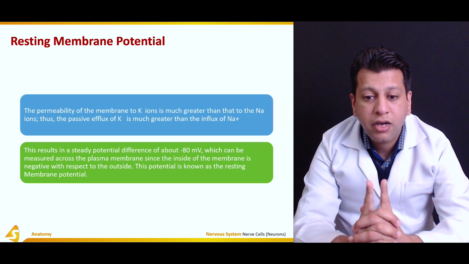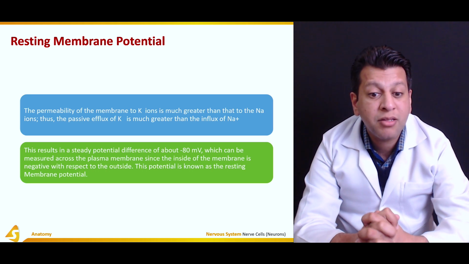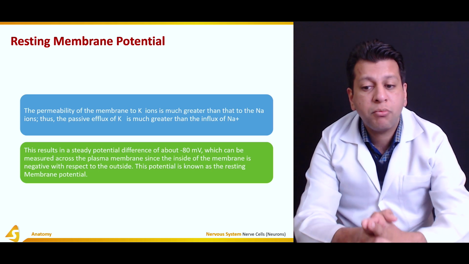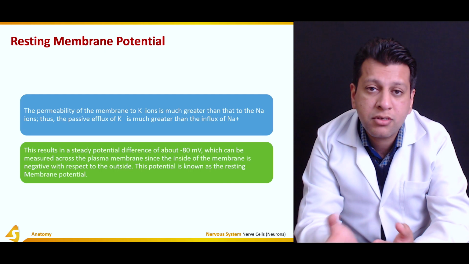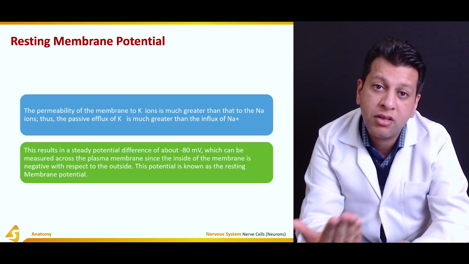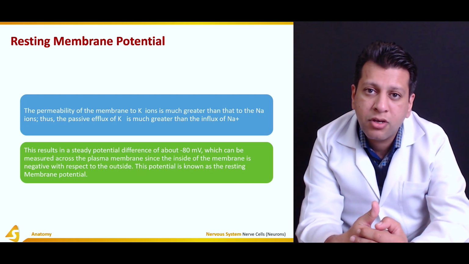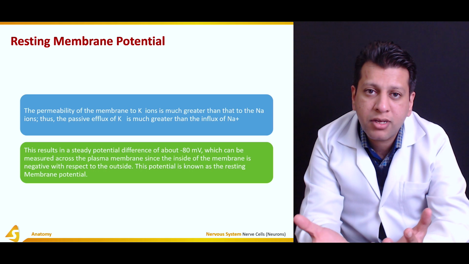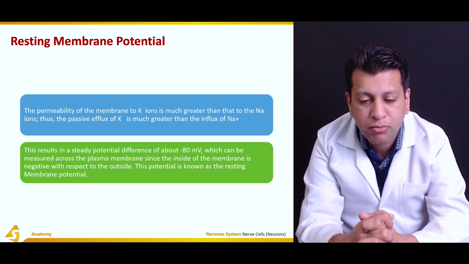This results in a steady potential difference of minus 80 millivolt, which can be measured across the plasma membrane, since the inside of the membrane is more negative with respect to the outside. That potential is known as the resting membrane potential. Why this happens is there is increased leakage of potassium ions outside, there is efflux, and there is less influx of sodium ions. As a result, the inside becomes more negative and the outside becomes relatively more positive.